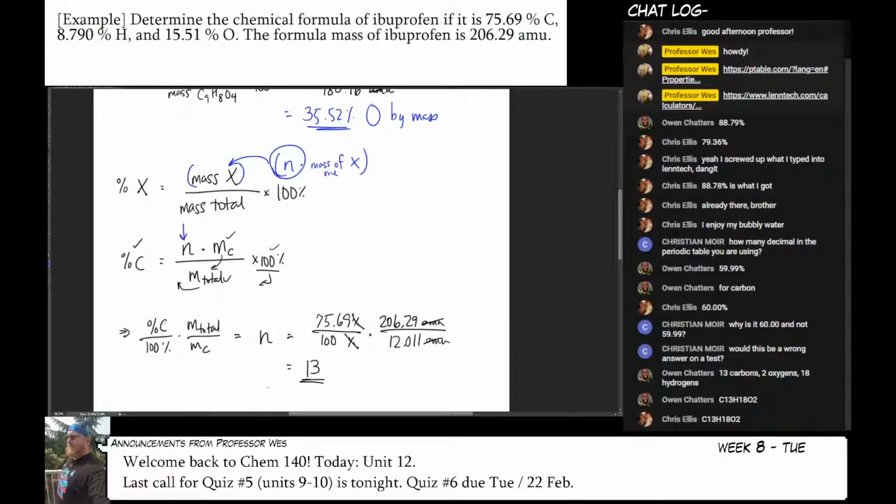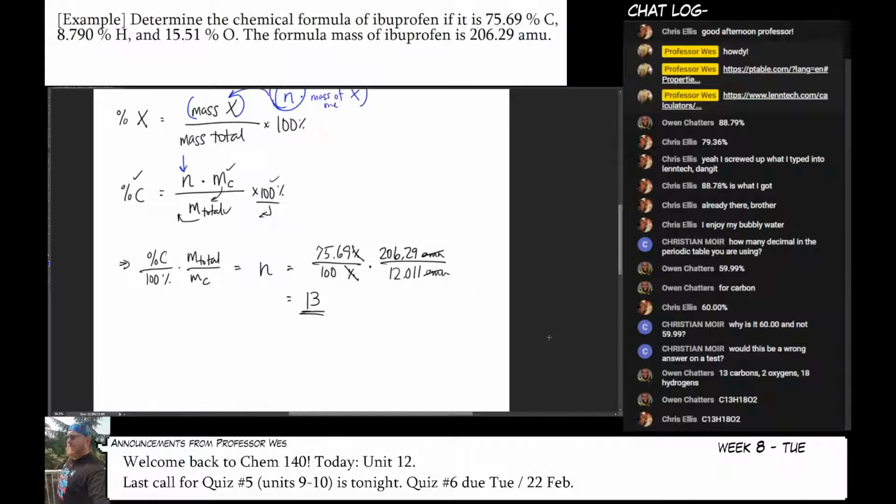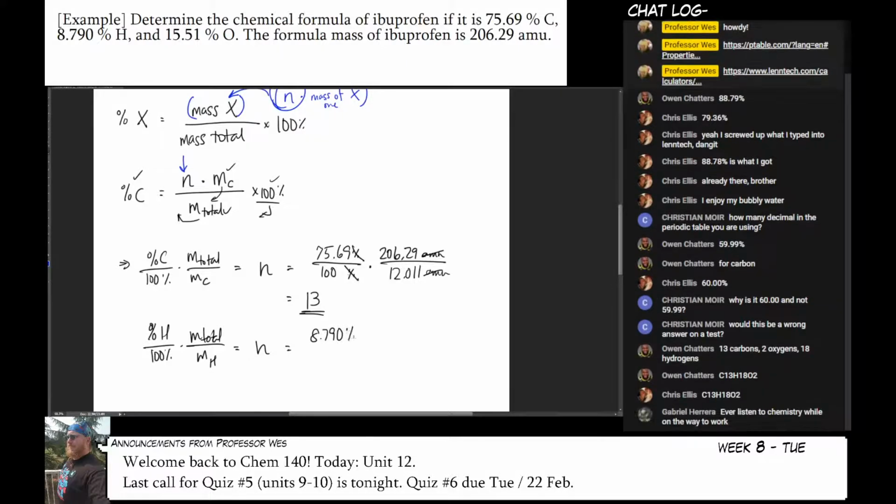Now you could do the same thing with all the other elements, and we'll do that really quickly. So we'll just copy and paste the formula. Percent H over 100% would be the total mass divided by the mass of a single hydrogen. And that would be 8.790% over 100%.